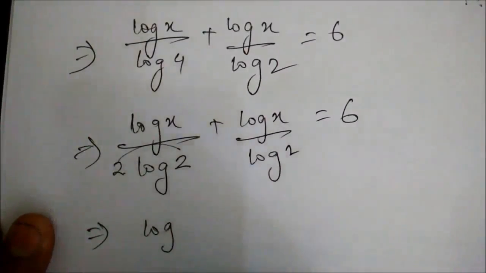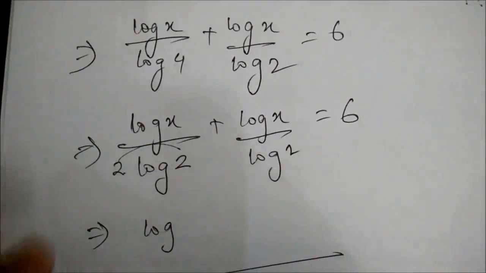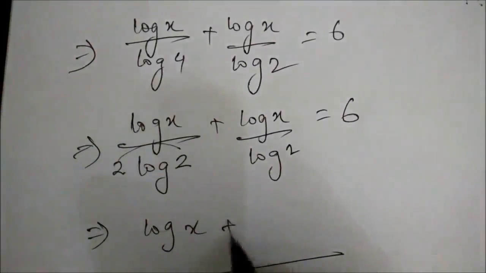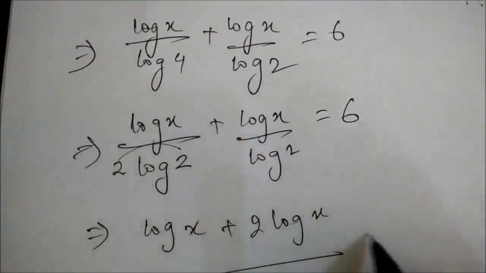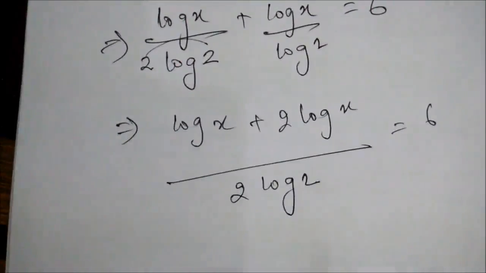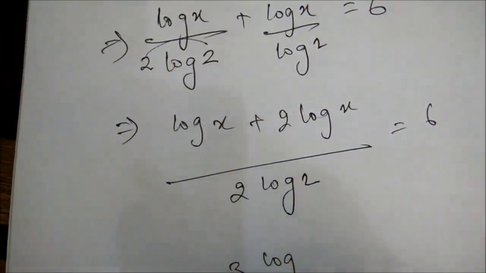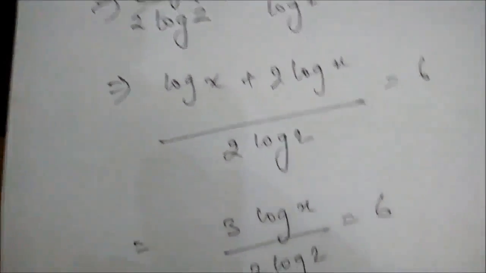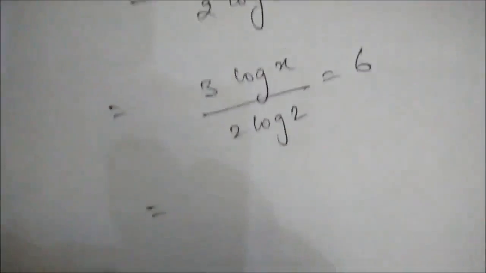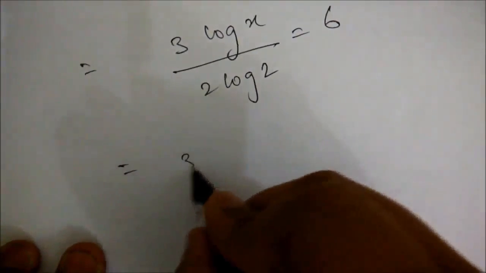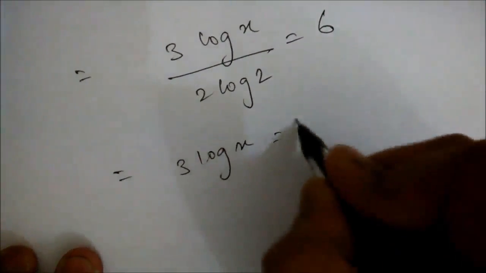Now I am taking the LCM, that is 2 log 2 will be the LCM. So taking the LCM is log x plus 2 log x is equal to 6. I took the LCM 2 log 2 in the above equation. So the final answer computing will be 3 log x upon 2 log 2 is equal to 6. So now the equation that we can get is 3 log x is equal to 12 log 2.